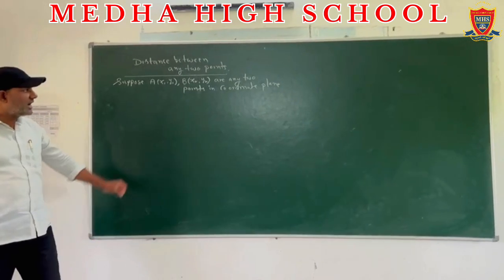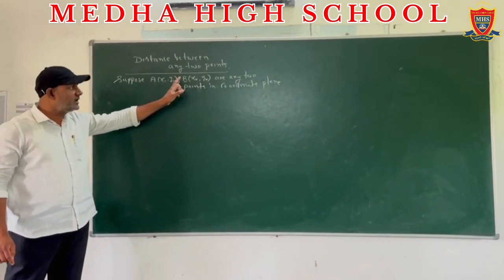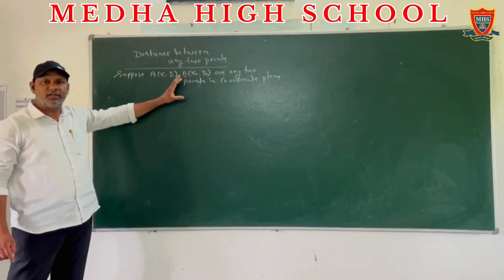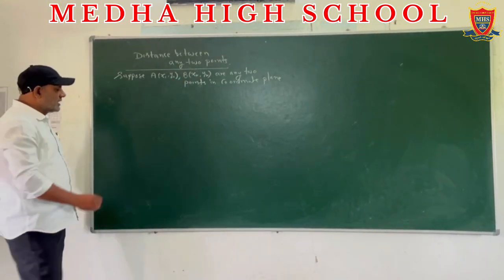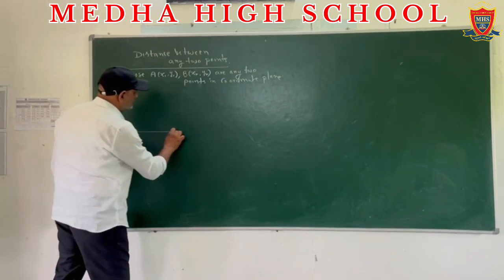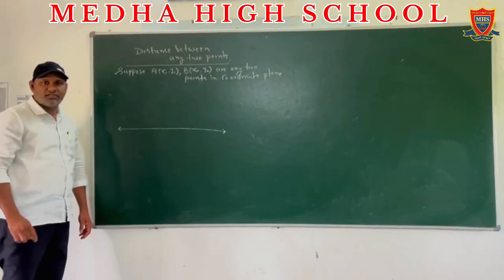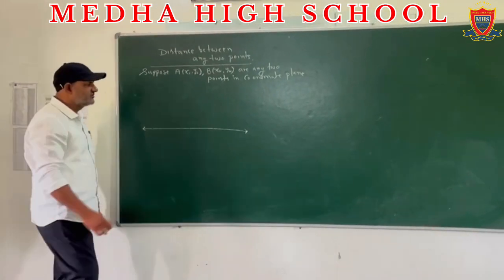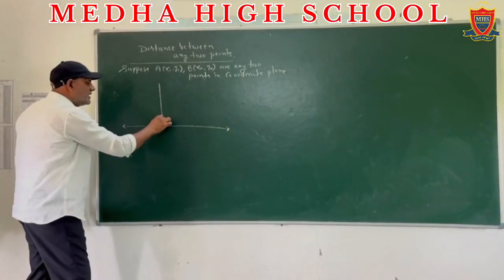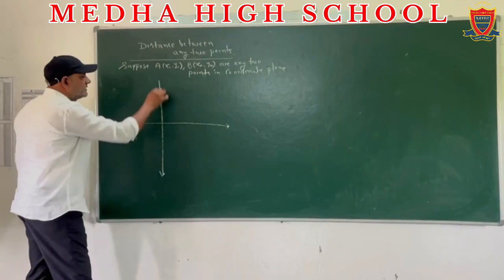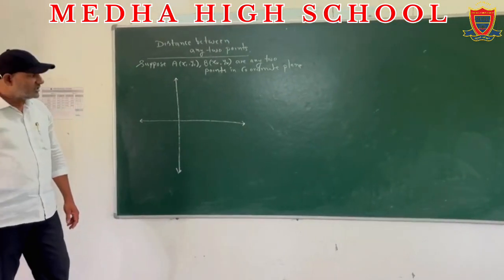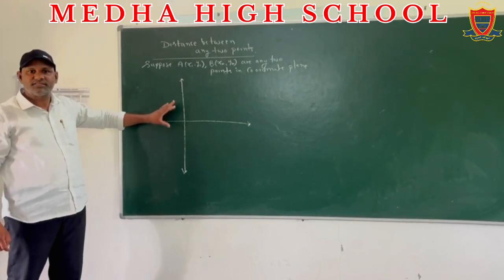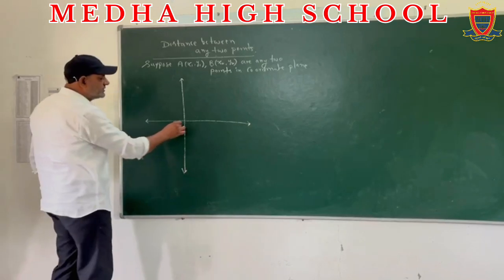Okay, now I will take these A (x1, y1) and B (x2, y2) in the coordinate plane and find the distance between those 2 points. So here, this is the horizontal line. This is called what? X-axis. And the vertical number line is the y-axis. The intersecting point of the x-axis and y-axis is the origin that we are going to denote with O.